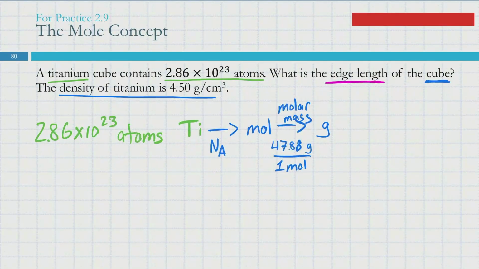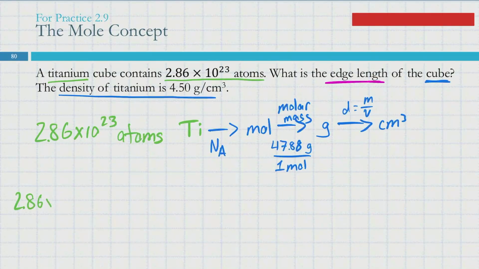And then from grams, what can we do? Yeah, we can get to cubic centimeters. So we're going to be using the density. Density equals mass over volume, and we'll stop our solution map there for now.